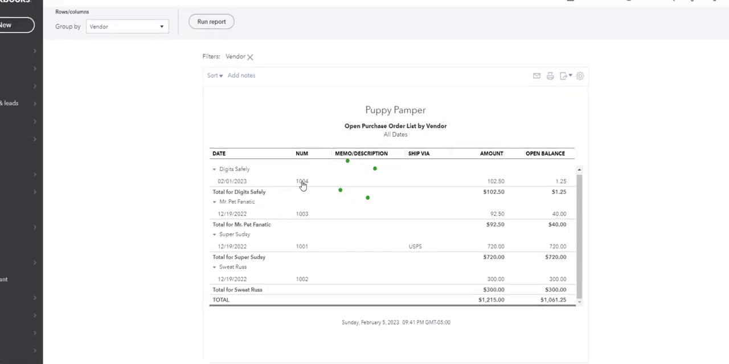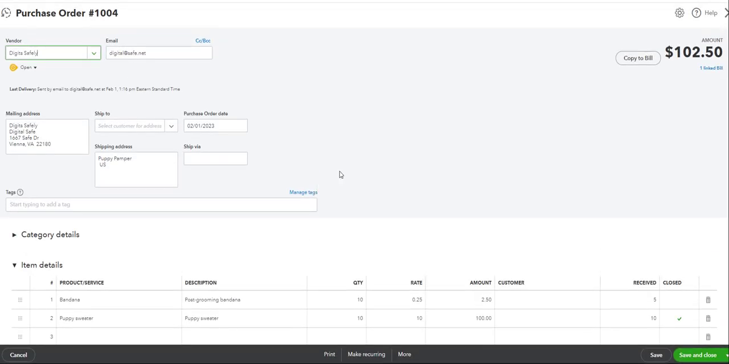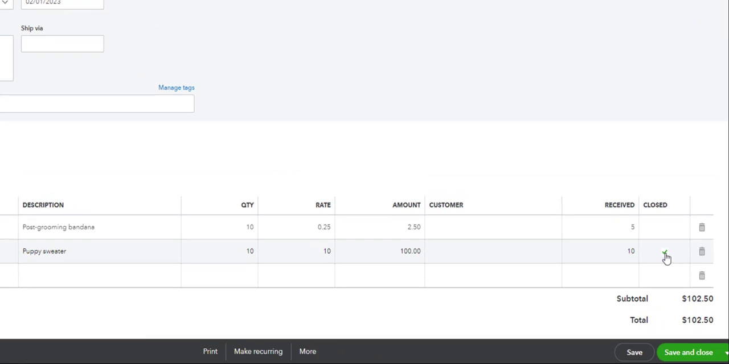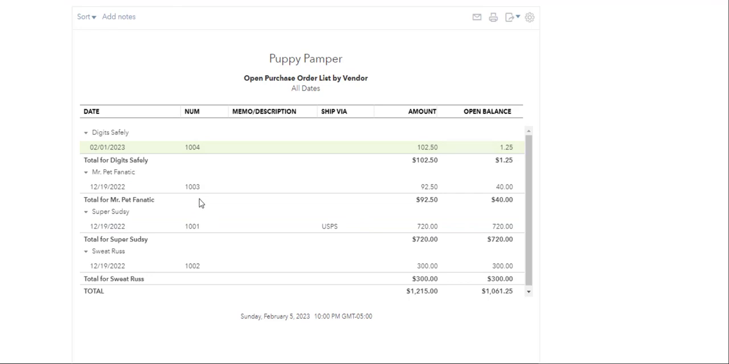So I can pull up this one and we can see that this part of the purchase order is closed. I received all of it. Here I ordered 10 and 5 were received. And those 5 are queued up for payment, but they haven't been paid. And I'll show you on a report where we can look at that. Same thing for here, part of it was received.